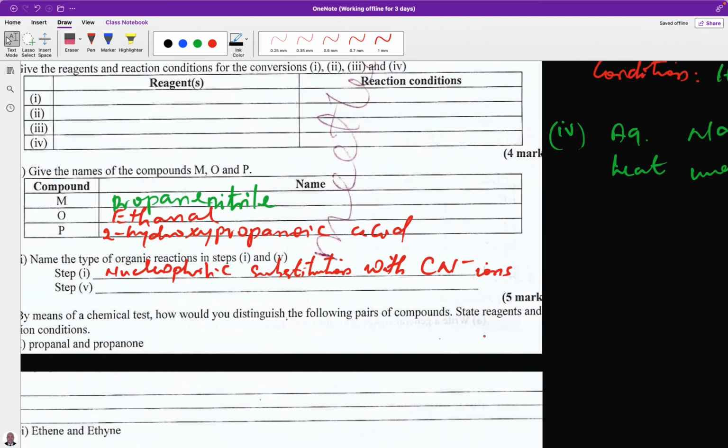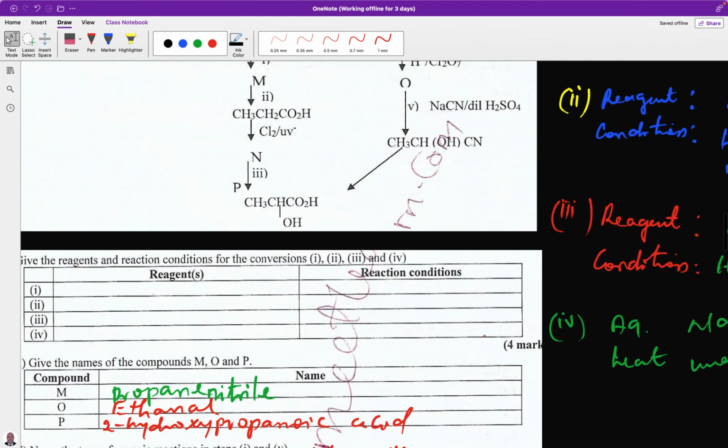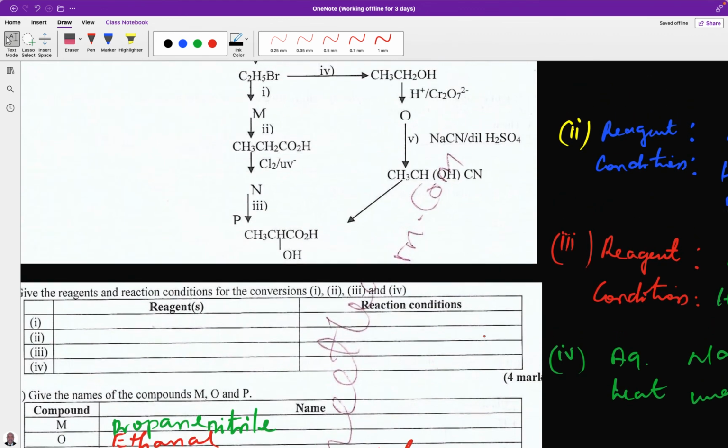Name the type of organic reaction in step 5. Here, sodium cyanide is toxic. So we must react sodium cyanide with dilute hydrochloric acid, or dilute sulfuric acid. When we react this, it reduces the toxicity, and the product from this reaction is hydrogen cyanide, because the acid will provide the proton that will join with CN- to form hydrogen cyanide.